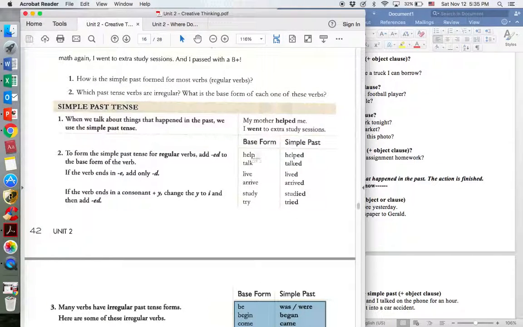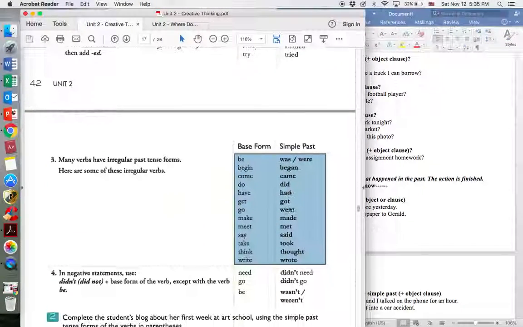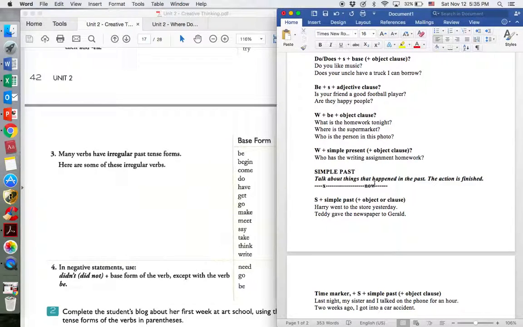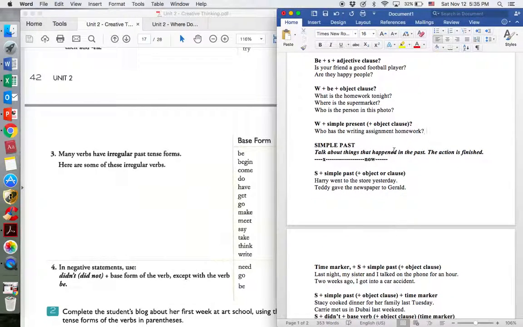Most verbs are regular. You're just going to add ed to the simple present tense, or in the case where they have y, you're going to change the y to an i and add ed, but some are irregular, and that's just memorization. So we're talking about things that happened in the past where the action is finished.